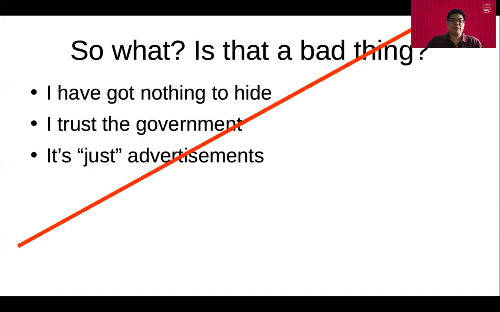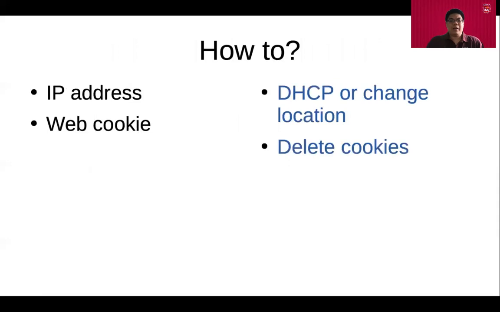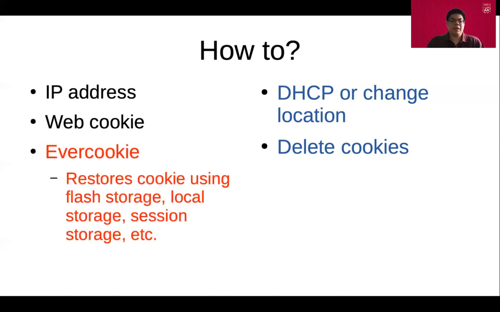So the point is, all these are bad, not good. And then, how do they do it? So we have things like how companies track you: IP address, web cookies. I think you all know what they are. These are not used that often anymore because people know how to delete the cookies, and also know that you change location often. So think, like, if you're going from home to Starbucks to get coffee, or to work or to school. Also, more recently, there's been Evercookie, which tries to be a better version of a cookie that tries to restore the cookie using all sorts of different kinds of local storage.